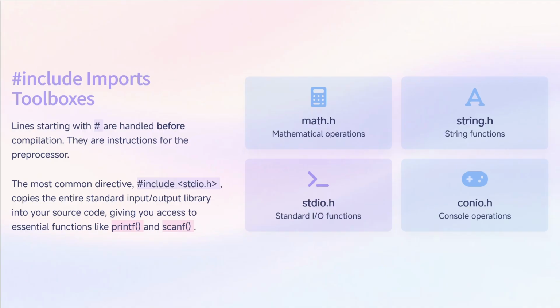Lines starting with a hash are handled before compilation. They are the instructions for the preprocessor. The most common directive, #include, copies the entire standard input-output library into your source code, giving you access to essential functions like printf and scanf. Other common header files are math.h for mathematical operations, string.h for working with strings, and conio.h for console operations, mostly used in older compilers like Turbo C. Without these, your functions won't exist and your compiler will throw errors.